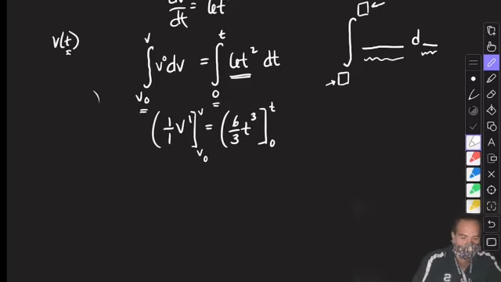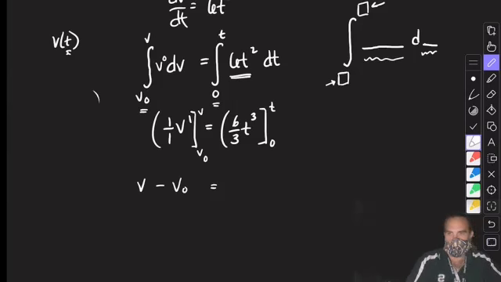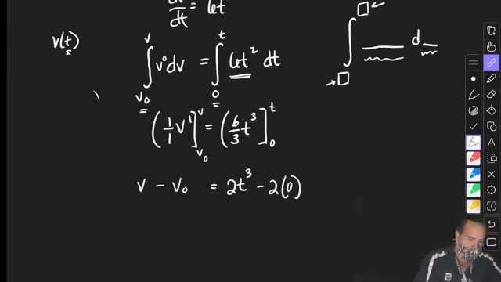So now, to finish, I have to apply my boundary conditions, which means putting in the final boundary and subtracting the initial boundary. So the left side's pretty easy. It's going to be putting in V for V, and then subtracting, putting in V naught for V. On the right side, a little more complicated. It's putting in T for T, so 2T cubed, and then putting in 0 for T, minus 2 times 0 cubed.